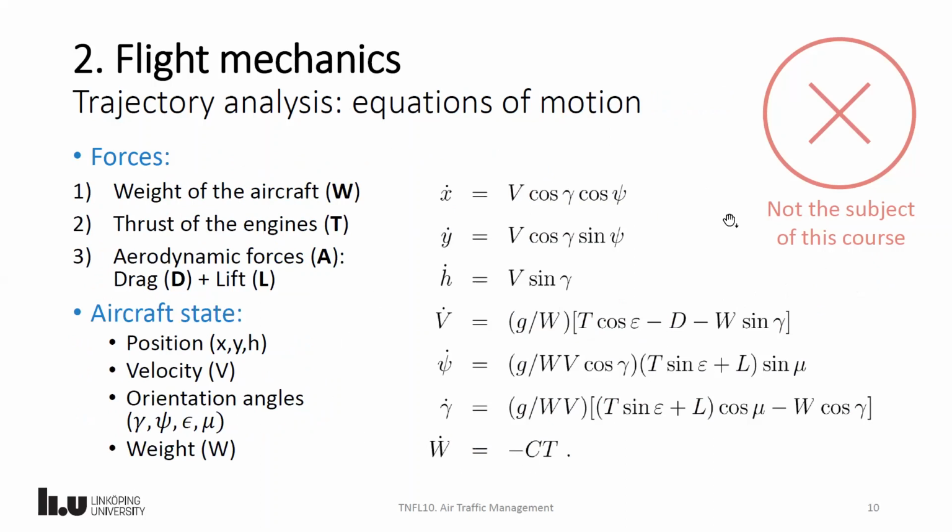Using the equations of flight mechanics, which are something like this, we can obtain the positions, the velocities, the orientation of the aircraft, and the weight with these expressions. Of course, this is not the subject of this course, but I want to give you an idea of what this kind of material is useful for. So if you, for example, want to know how far we are going to travel given an amount of fuel, you will have to integrate these equations in order to obtain that performance variable.